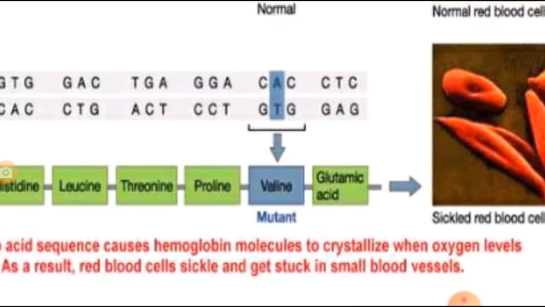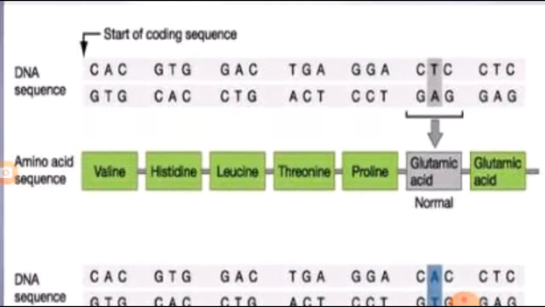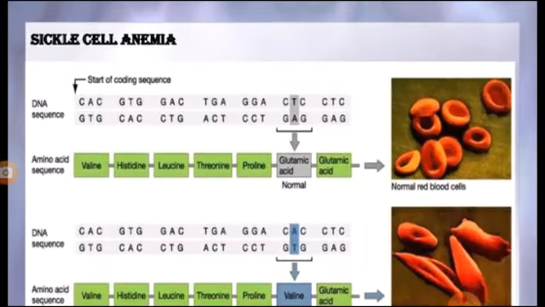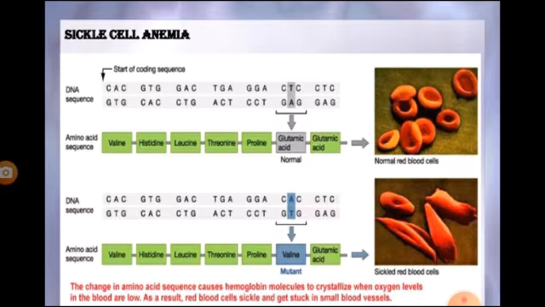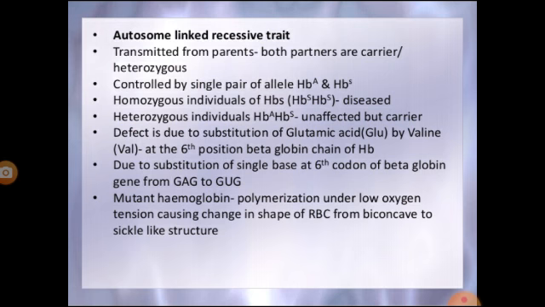The Hb represents the hemoglobin, and capital A represents the anemia. So in that manner, sickle cell anemia is the second disorder related to that. Now we move toward the autosomal linked recessive diseases. Now the question is, what do you mean by the autosome linked recessive trait?